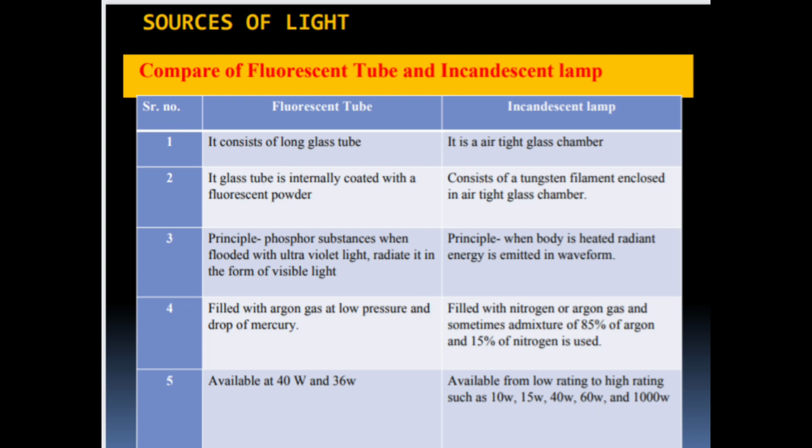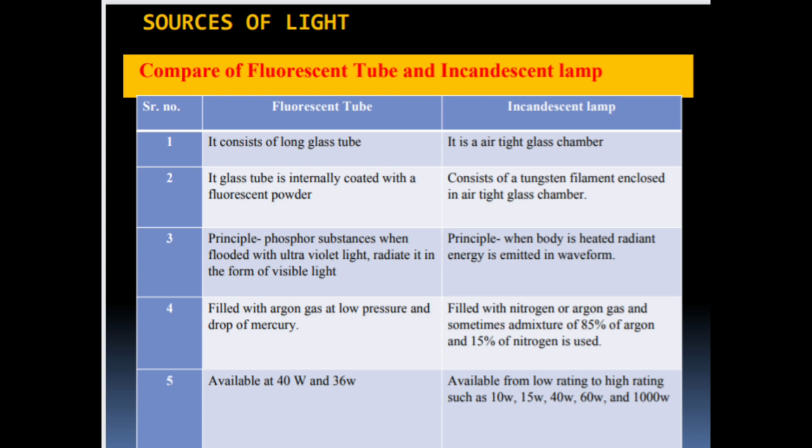Third point is the principle of fluorescent tube: phosphor substances when flooded with ultraviolet light radiate it in the form of visible light. This point is very important because MCQs are asked on this. Means which substances are present in the fluorescent tube? The phosphorus substances are present in the fluorescent tube. Then the principle of incandescent lamp is that when a body is heated, radiant energy is emitted in waveform. Then the fourth point: the fluorescent tube is filled with argon gas at low pressure and a drop of mercury.